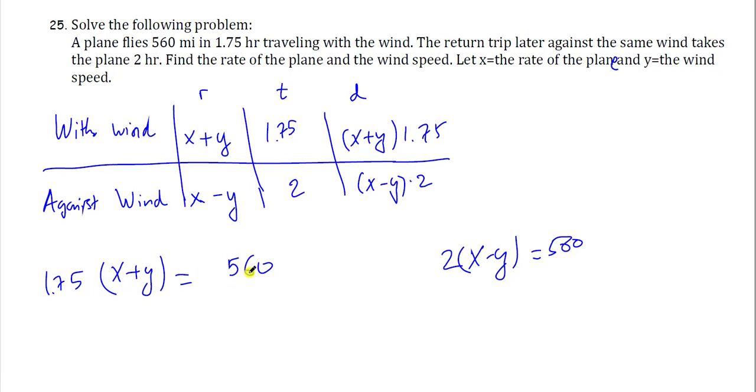Now for this one, if you divide both sides by 1.5, you get x plus y to be 320. If you divide by 2 on both sides, you get x minus y to be 280.